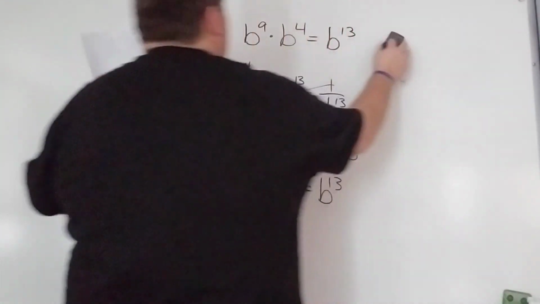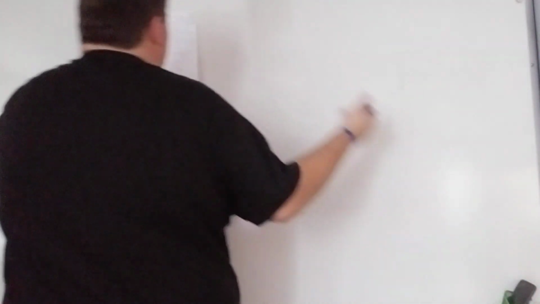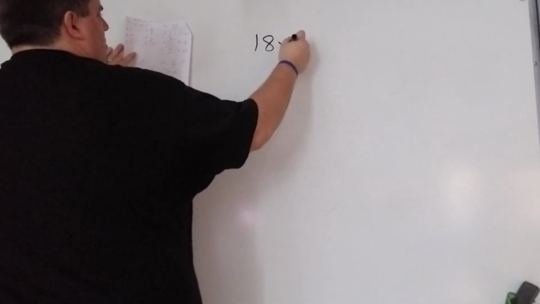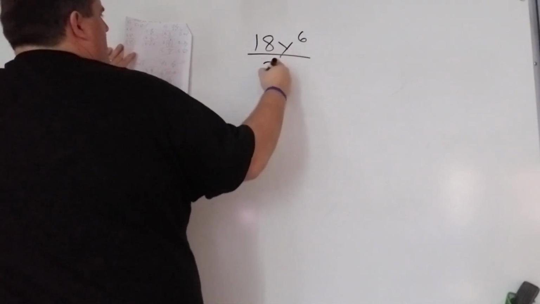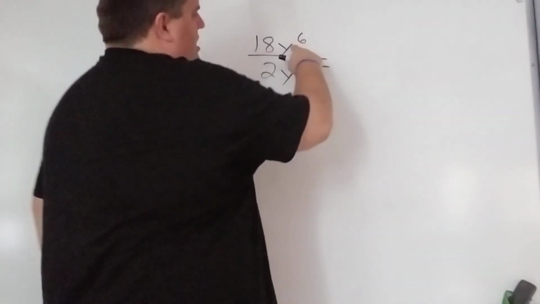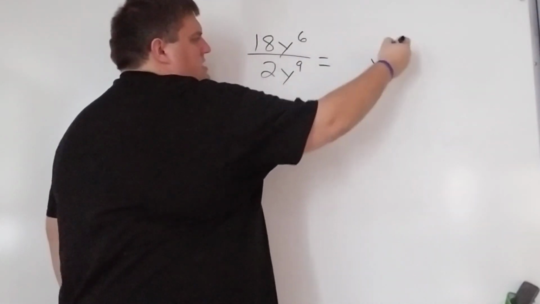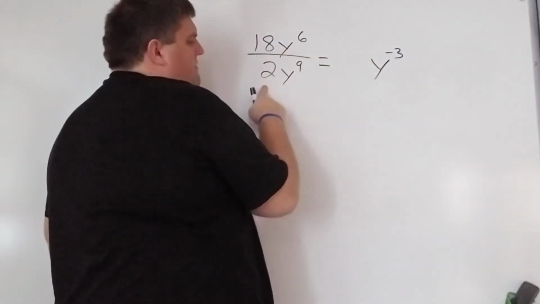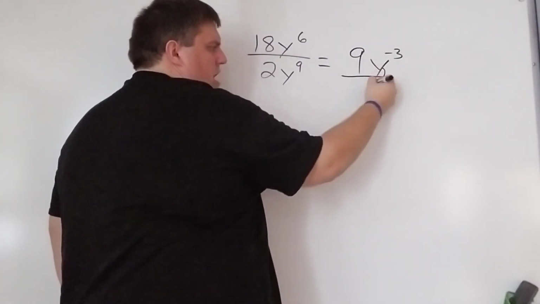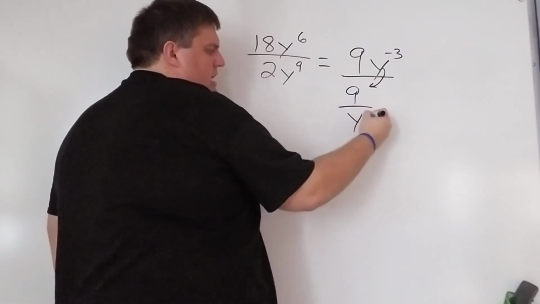Let's check 16 here. 16 we have 18y to the 6th over 2y to the 9th. So again, I'm going to simplify. My y is in the same base. 6 minus 9 is negative 3. 18 divided by 2 is going to give me 9. And then I need to make it a fraction. Y is going to move to the bottom. So I'm looking for 9 over y cubed.